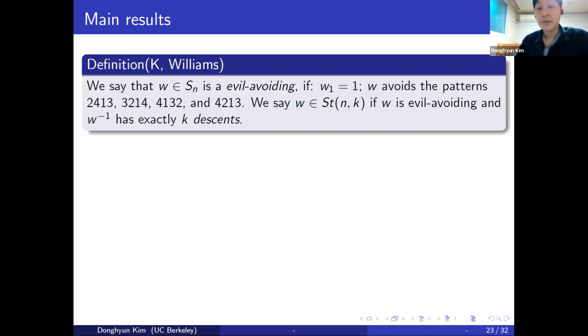So now I'll introduce our main result. We say that the permutation W is evil avoiding if it starts with 1 and W avoids 4 patterns: 2413, 3214, 4132, and 4213. And we say that W is in ST(n,k) if W is evil avoiding and W inverse has exactly k descents.